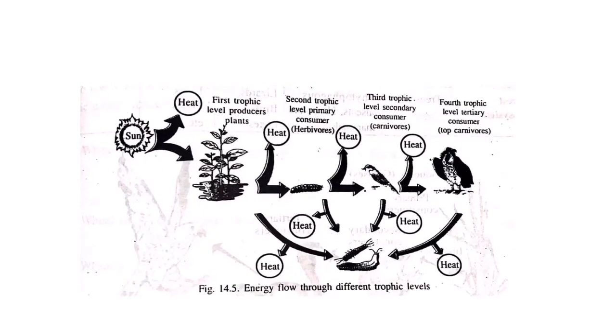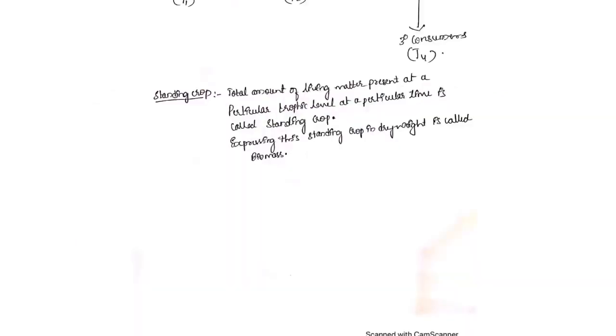See here, from the sun, the light is entering the plants. The plants are absorbing the light, and during the transfer, some amount of energy is given out to the atmosphere in the form of heat. From the plants, herbivores eat. While eating, 100% of the energy is not transferred. Some amount is released to the atmosphere in the form of heat. From here to the secondary consumers, again some amount of energy is wasted, and from here to here, some amount of energy is wasted. This is how the energy is transferring from one form to another form.